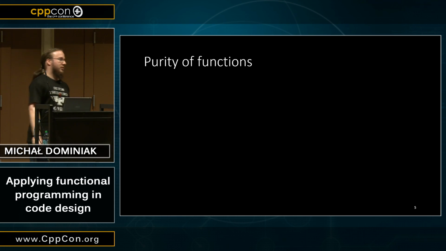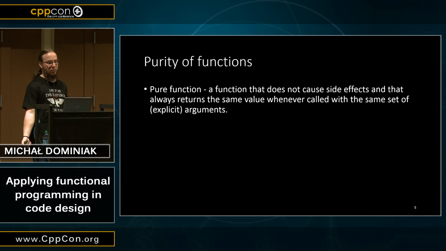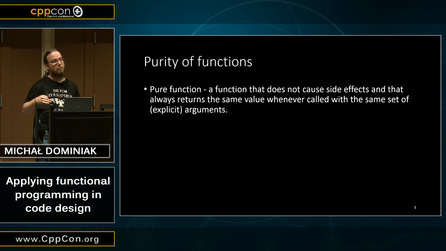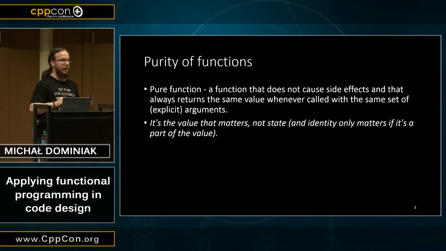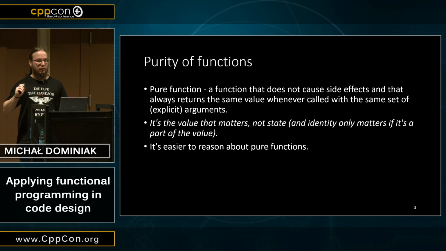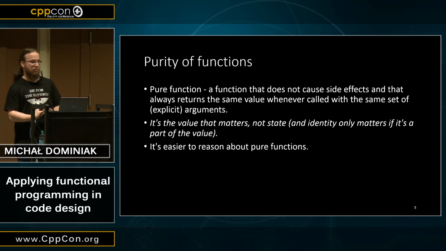Okay, so the first of the ideas is purity of functions. What does it mean for a function to be pure? A pure function is a function that does not cause side effects, and that when called with the same set of arguments, it always returns the same value. And it's the value that matters, not the state of the object that is passed. Okay, so it's easier to reason about them. We don't have to think about implicit inputs for a function when we know it's pure.